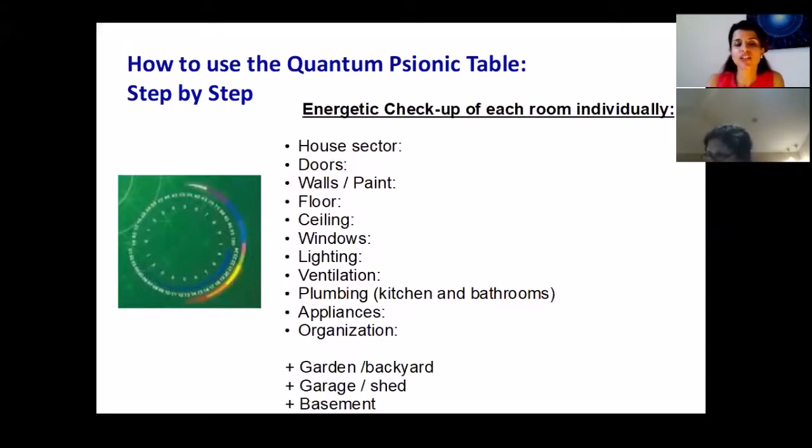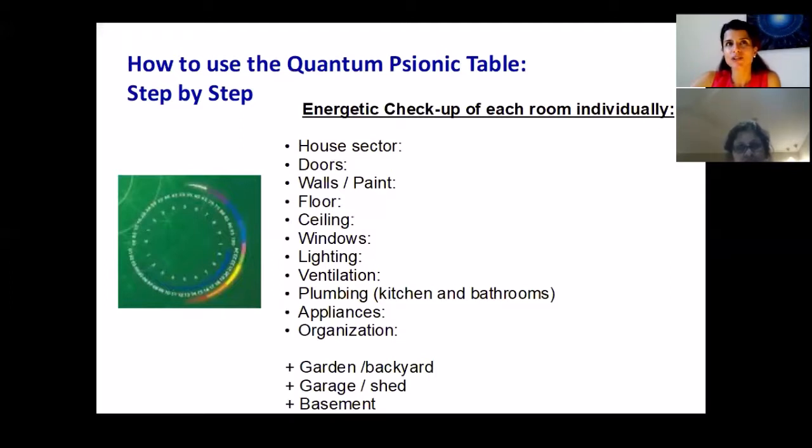And then we can do an energetic checkup of each room individually. So, you can go room by room. So the hall, the entrance hall, the living room, the different rooms, bedrooms, the different bathrooms, kitchen. And then, we go through these different rooms and we check how the doors are, if they close well or not, the paint in the walls, if there's any mold, if there's any cracks, what it means, how is the floor, how is the ceiling, the windows, the lighting, also the type of ventilation, and even the heating sometimes can be problematic. Also check for plumbing, especially of course in the kitchen and bathrooms, and any electrical appliances in the house, if there are any problems with those.